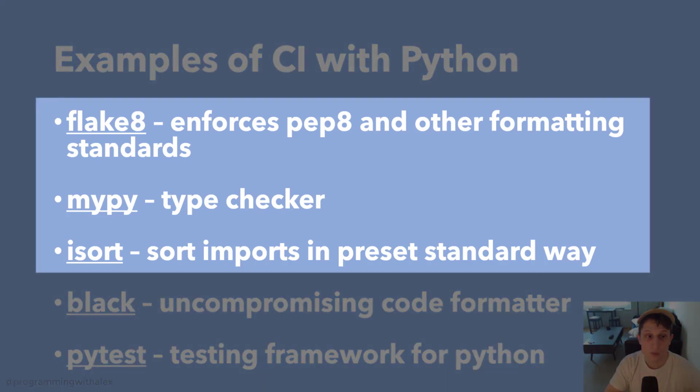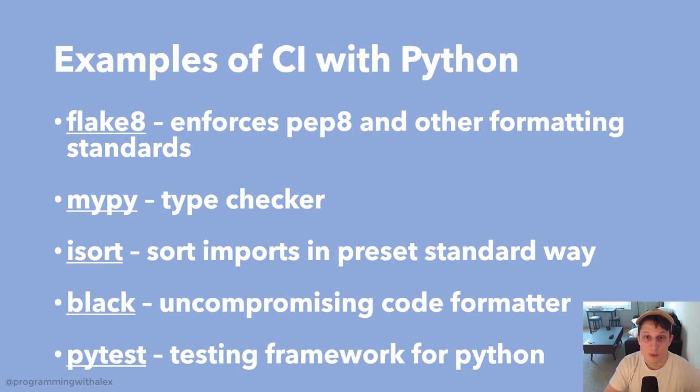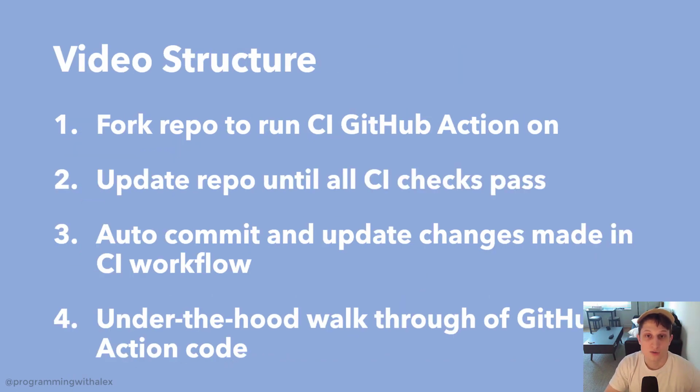In this video alone, we're going to go through the first three: Flake8, mypy, and isort. Later on in this series, we're going to go through PyTest as well. So for the rest of this video, we're going to first fork the repo off of GitHub and run the continuous integration with GitHub Actions on that repo. The repo is going to have Flake8, mypy, and isort errors. We're going to fix all of those and then run our continuous integration with the GitHub action again to see that they all pass. We're also going to see how we can automate commits inside of the GitHub action for isort in particular. And finally, we're going to do an under-the-hood walkthrough of the GitHub action that's running the continuous integration in our GitHub repository.